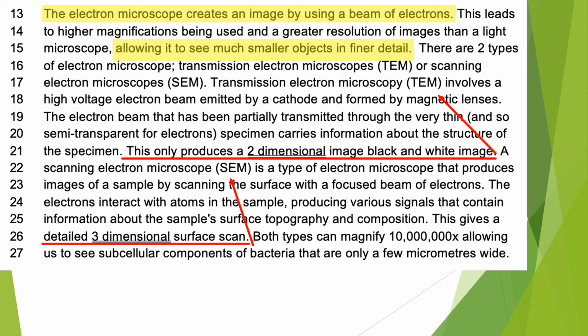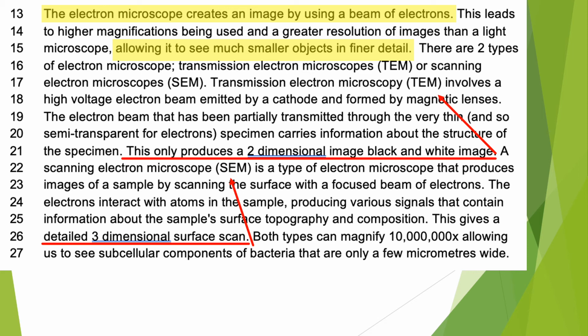Okay, and just to finish it off, that last sentence there, both types can magnify 10 million times, allowing us to see subcellular components or organelles of bacteria that are only a few micrometers wide. So remember, bacteria are much, much smaller than animal and plant cells. And even with a light microscope, you wouldn't be able to see much about a bacteria. But with electron microscopes, you can see pretty much how they work, how they attach to your cells, things like that.